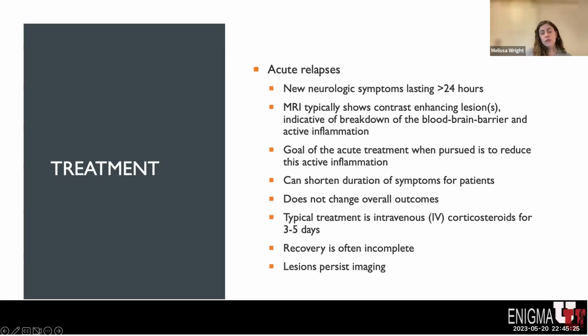The typical treatment for an acute relapse is IV steroids, which are typically given for 3 to 5 days. Recovery from these relapses is not always incomplete, but often is incomplete, or patients might have residual symptoms that they might notice if they're more tired, overheated, or fatigued. Lesions persist on imaging. As I mentioned, those plaques continue to persist, and we see those with subsequent imaging.